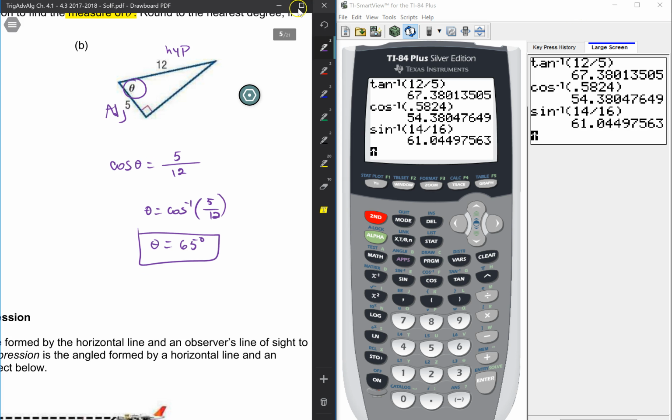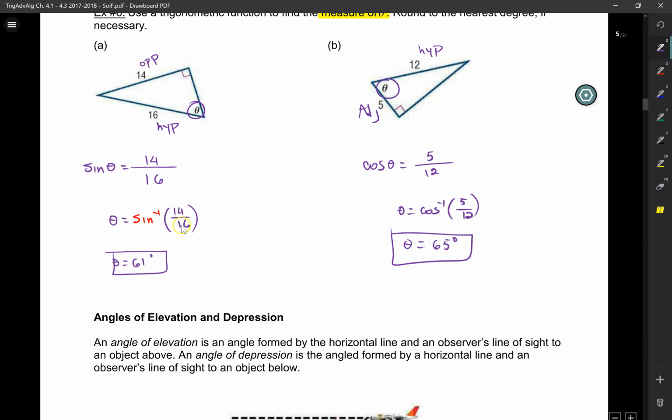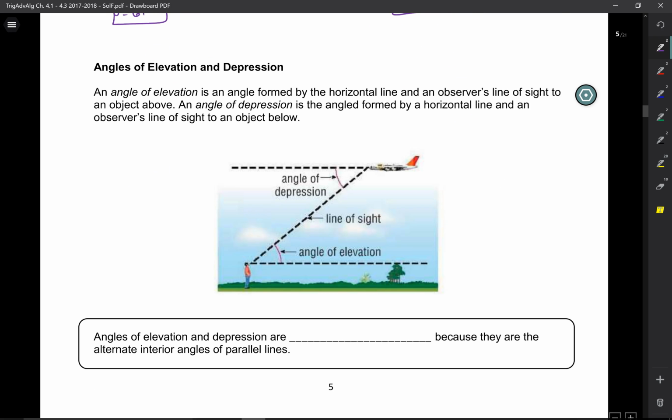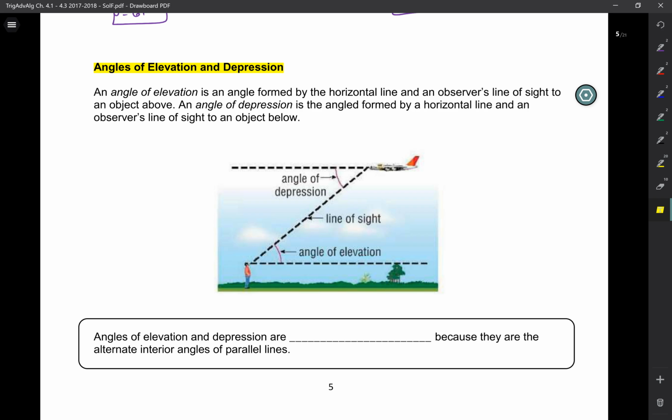All right. Now, let's apply some of this. Just by a show of hands, how many have seen this term before? Angle of elevation, angle of depression.